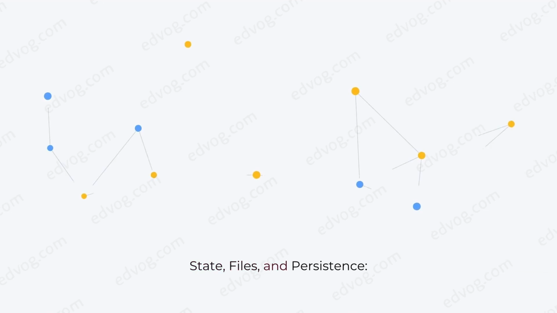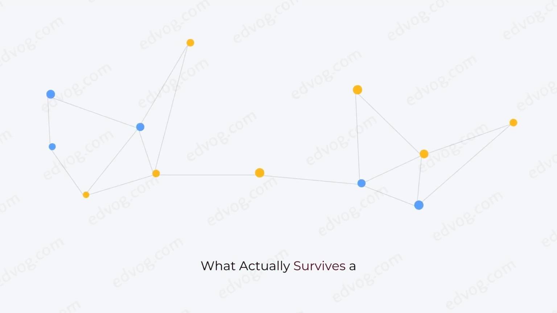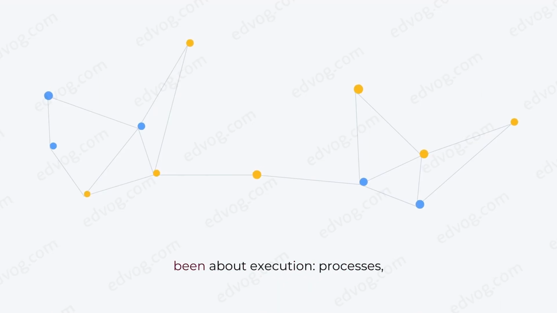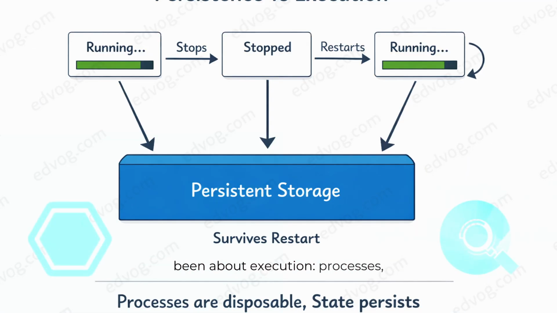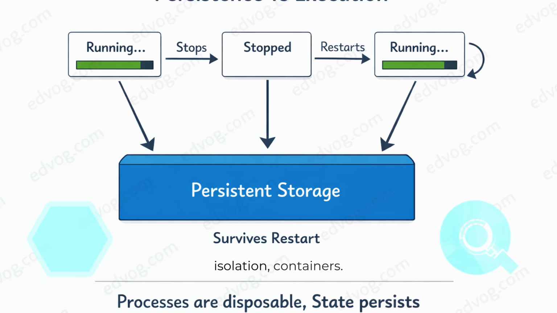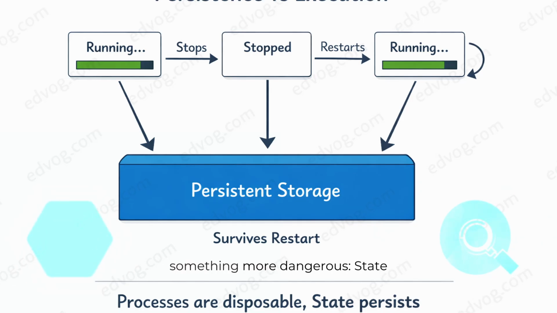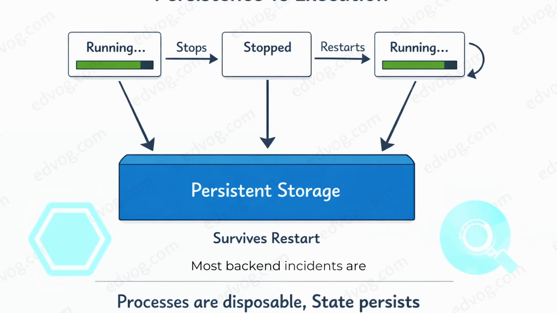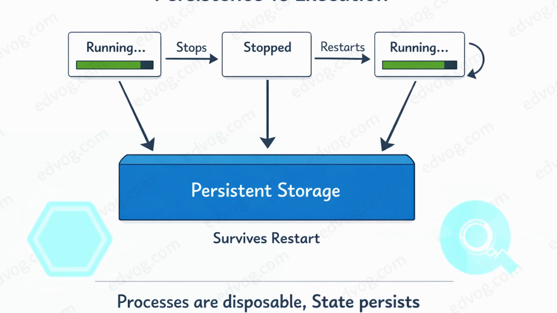State, files, and persistence: what actually survives a restart. Up to now, everything we've discussed has been about execution: processes, isolation, containers. Now we turn to something more dangerous: state that outlives execution. Most backend incidents are not caused by code crashes, they are caused by bad state surviving a restart.